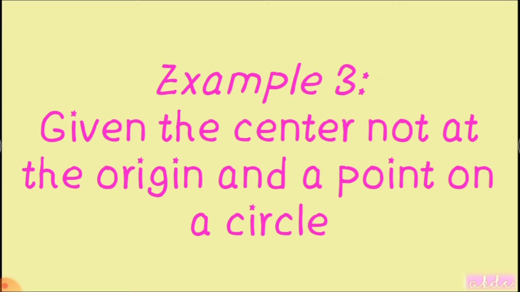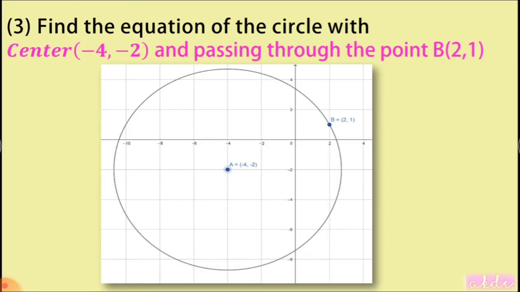Example number 3 is given the center not at the origin and a point on a circle. So find the equation of the circle with center at (-4, -2), passing through the point (2, 1). So this time we have a center and one point that the circle passes through, but we don't have a radius. So the first thing to do is to find the radius, because we need the radius to find the equation of the circle.